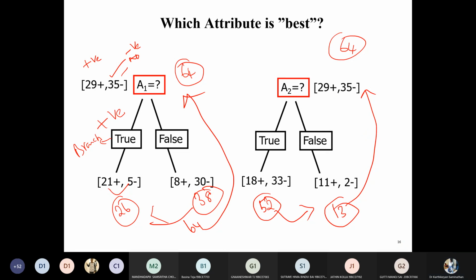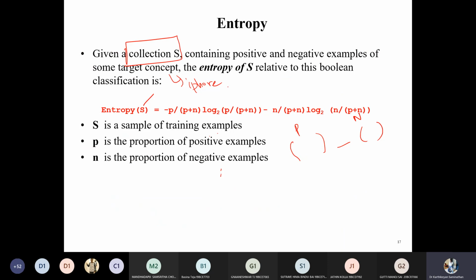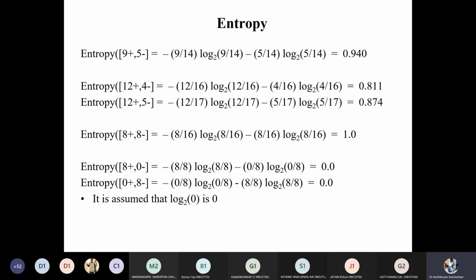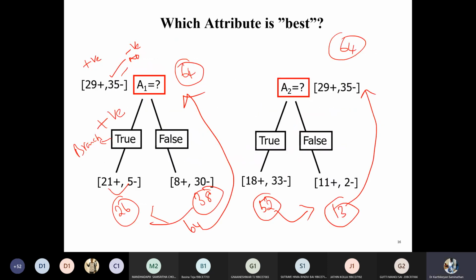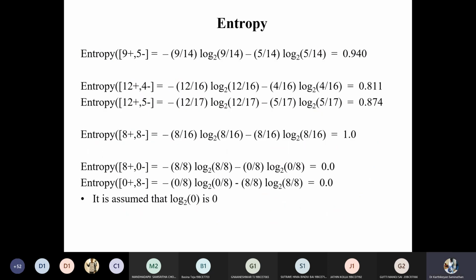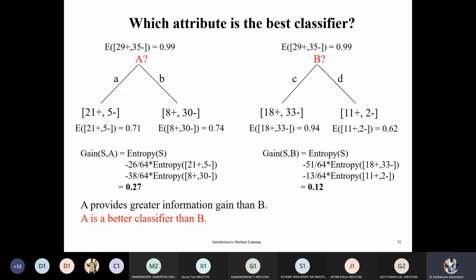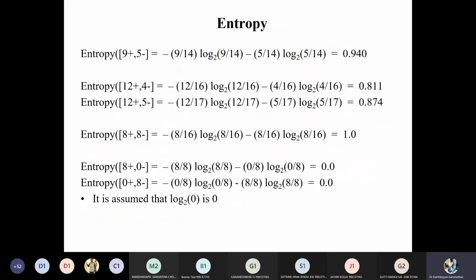So the entropy formula, you know: minus P by P plus N log 2 of P by P plus N minus N by P plus N log 2 of N by P plus N. Now what we need to do is calculate the entropy function for all these cases. Okay, leave it. So now how do you calculate the entropy here?